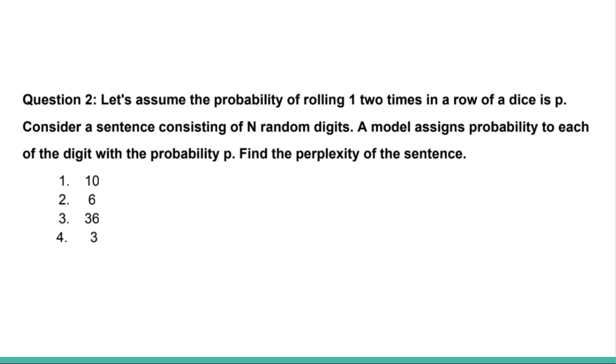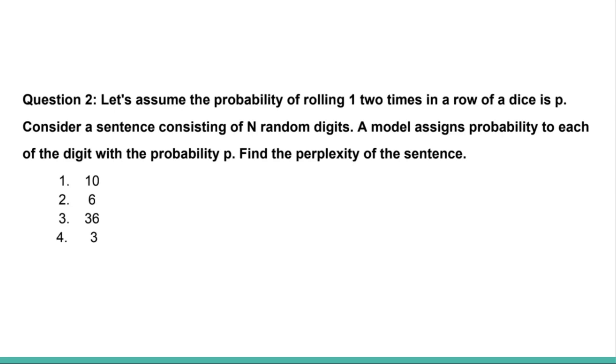Now, in order to calculate the perplexity of the sentence, what do we need to do? First we need to compute the probability of the sentence. What would the probability of the sentence be? It would be the probability of the n digits that it constitutes. So we will have 1 by 36 to the power N, because capital N is the number of random digits that are there.